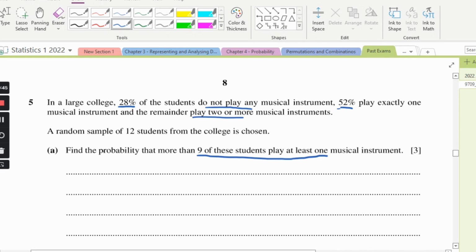So let's find out the percentage greater than or equal to one instrument. What is that? 52. Oh, I guess we just go 100 take away 28, hey? Cool.